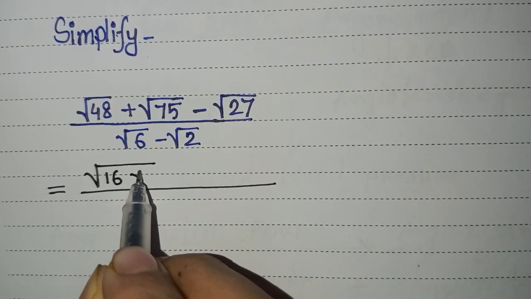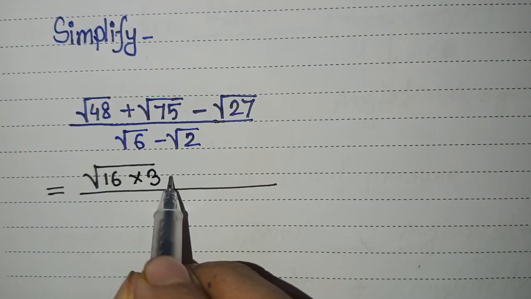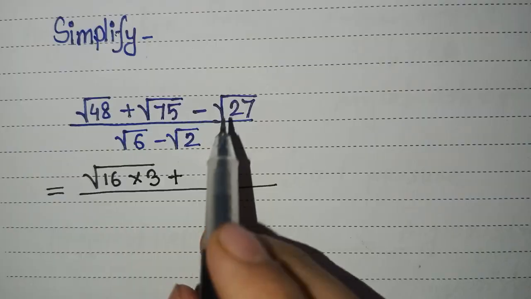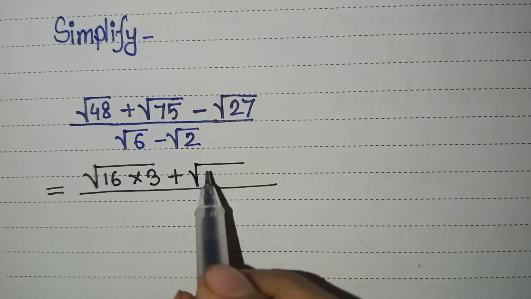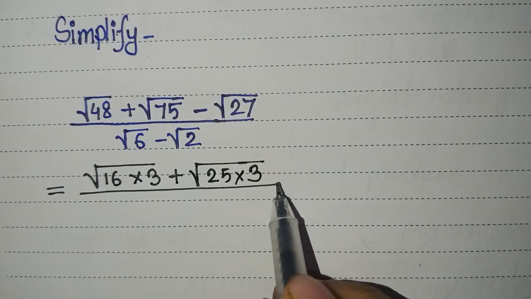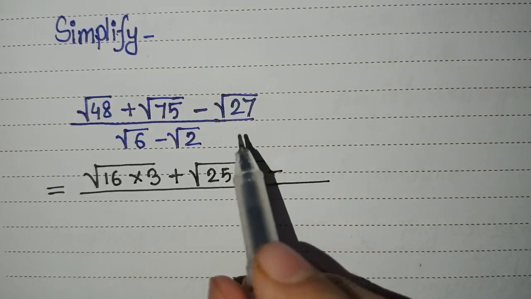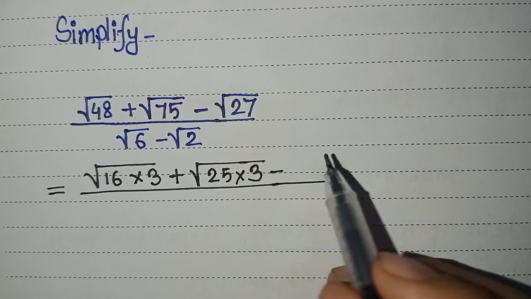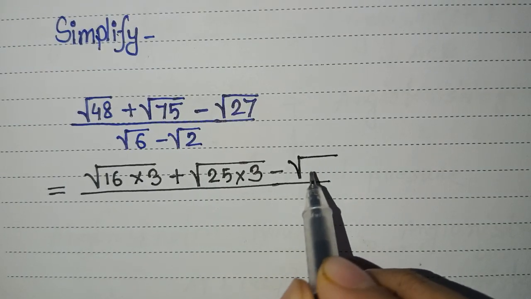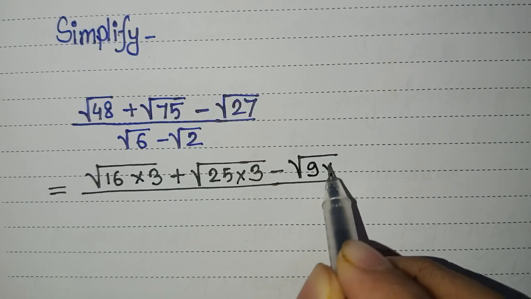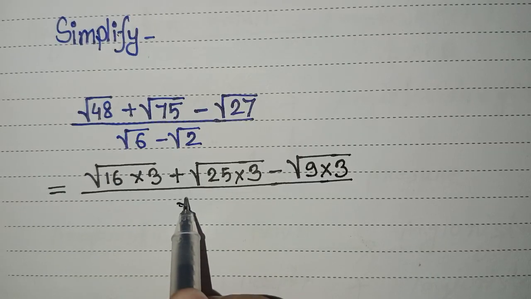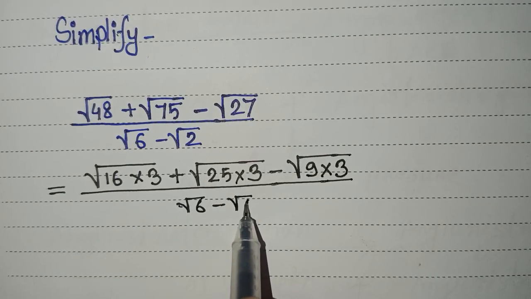root of 16 times 3, plus, and here root of 75 we can break down like root of 25 times 3, minus root of 27, we can rewrite as root of 9 times 3, all over root of 6 minus root of 2.